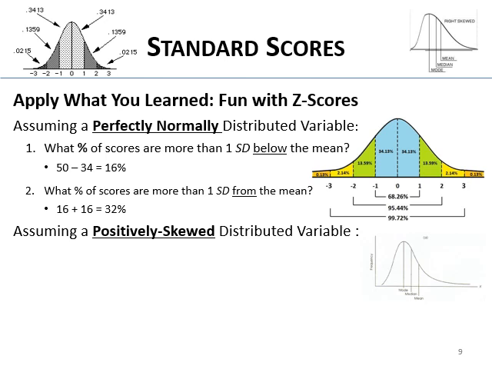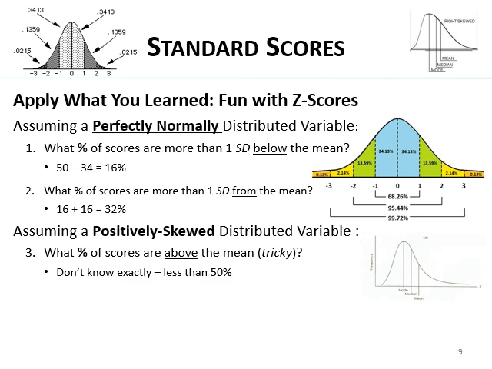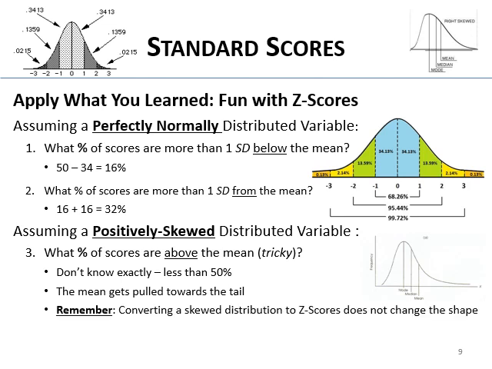So let's say, though, instead of a normal distribution, you've got something that's positively skewed. What percent of scores, if you converted this to z's, are going to be above the mean? It's tricky because we don't know. We know that the mean gets pulled towards the tail, so it's going to be something maybe less than 50. That's about all we know, because that mean gets yanked up towards the tail, so the median is closer to the center, and the median is always the median. It's always got 50% of scores below it, 50% above it, whether it's skewed or not.